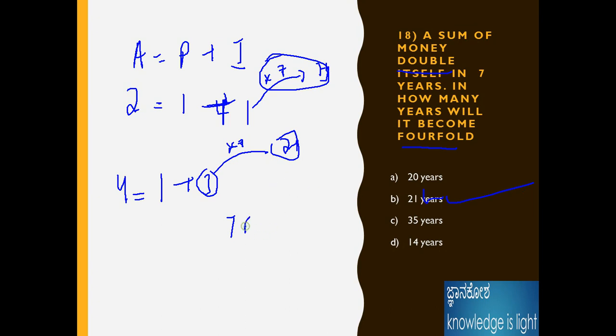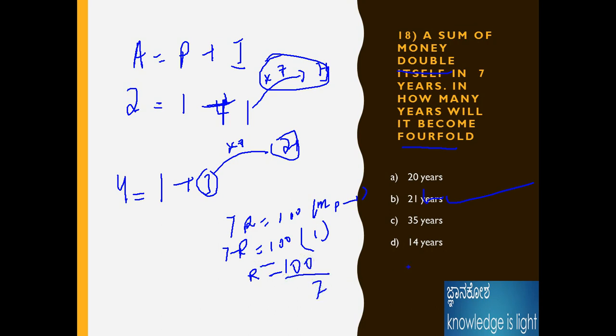Okay. Or else, TR is equal to, we already know, 100 times (M minus 1). Initially, here 7 years is given. For 7 into R is equal to 100. Therefore, for double time it is 1 only. 2 minus 1 is 1. Therefore, R is equal to 100 by 7.